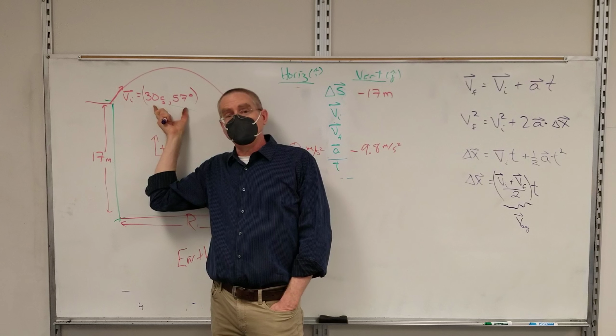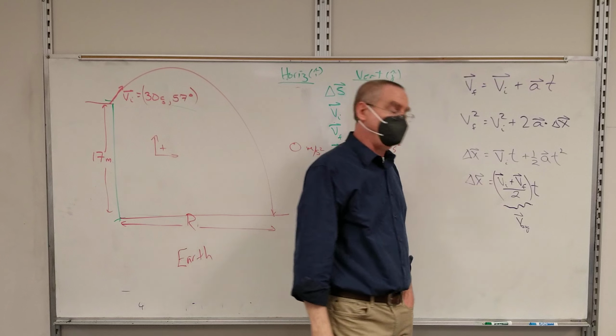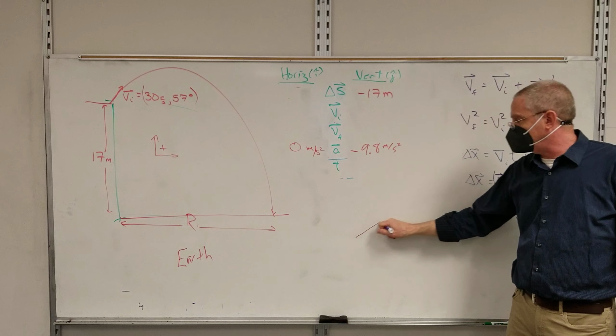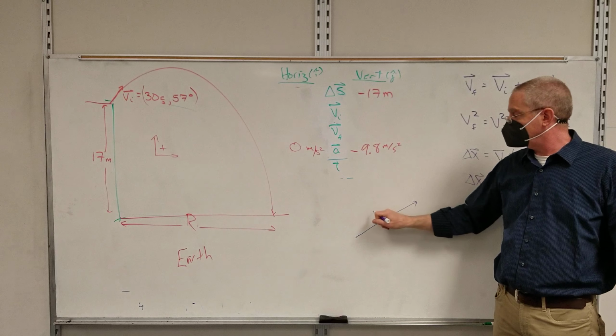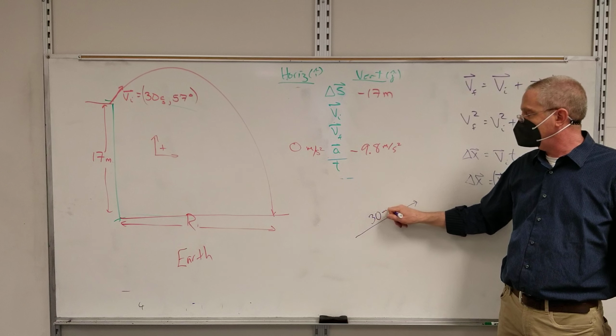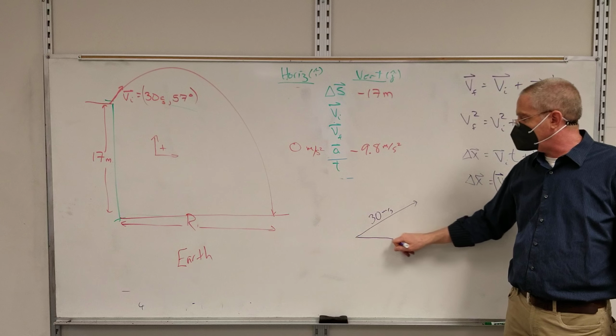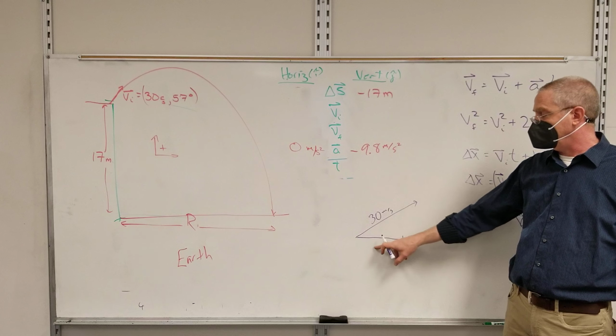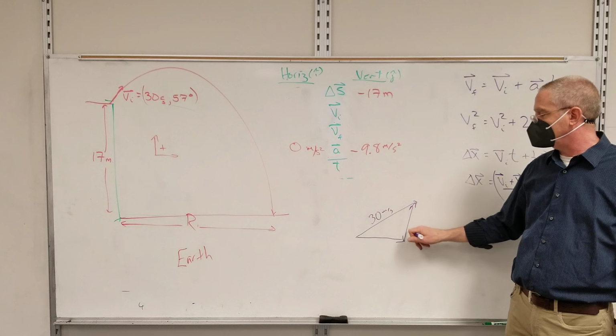We have this in polar form, we need to get it into rectangular form. So I draw my triangle. Now we have a hypotenuse of 30 meters per second. And I want to figure out what my vertical, or if I do it in the order I'm writing it, my horizontal and vertical components are.